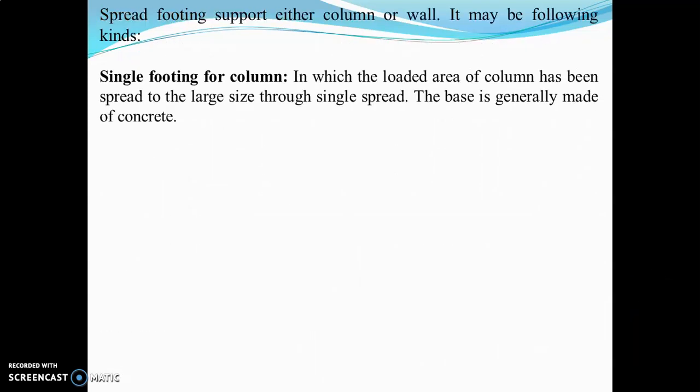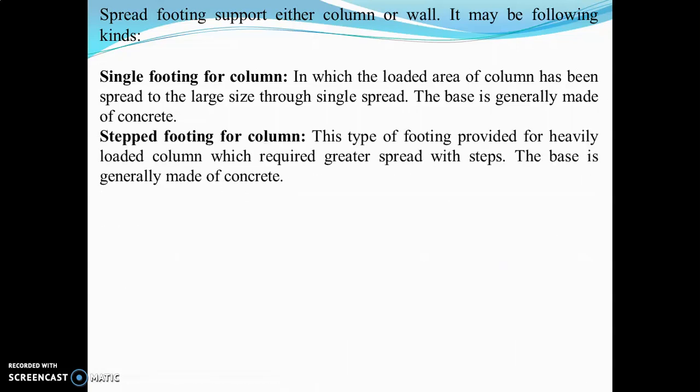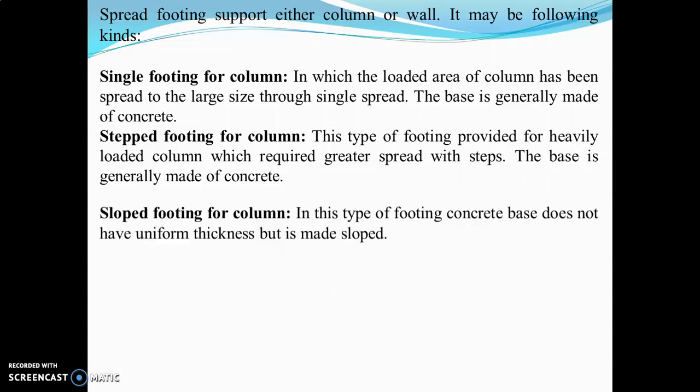So here there are different types of spread footings. The first one is single footing for column. Here the load of the column has been spread to the larger size through a single spread. And stepped footing for column. This type of footing is provided for heavily loaded columns which require greater spread with the steps. The base is generally made of concrete.